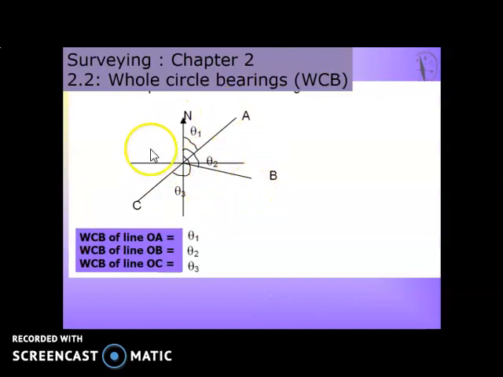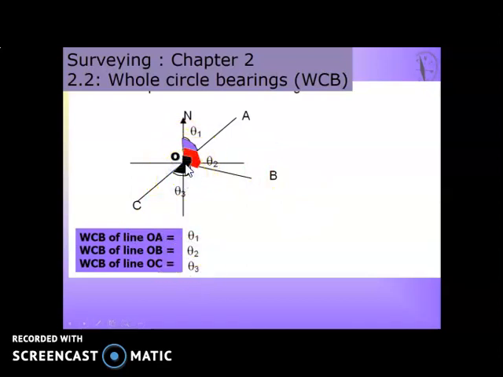So let's use this example to go through the concept of the whole circle bearing again. If you are talking about the line, say OA, the whole circle bearing of the line OA will be equal to this particular angle. And the whole circle bearing of the line OB will be the angle theta 2, which is this particular angle. And the whole circle bearing of the line OC will be equal to theta 3, which is this particular angle.